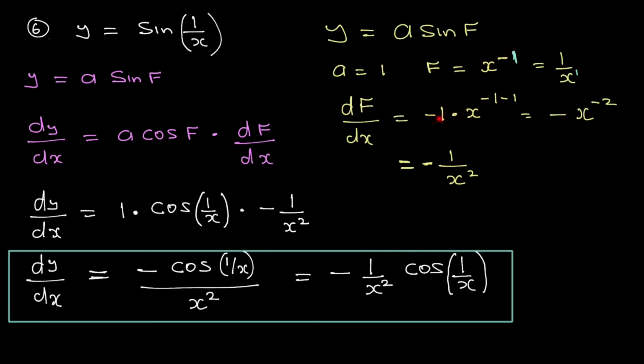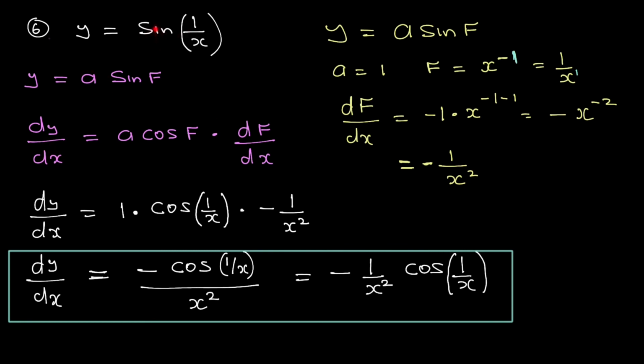so that's minus 1 times x to the power minus 1. This is n, so that's minus 1. So minus 1 is minus x to the power minus 2. Again, I can write this as 1 over x squared. So that's minus 1 over x squared. So the df over dx is minus 1 over x squared.